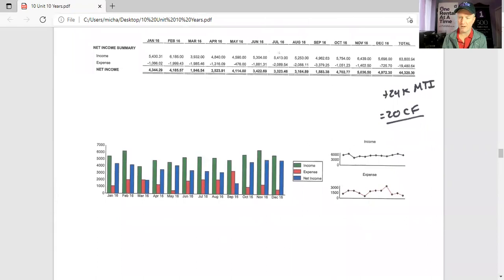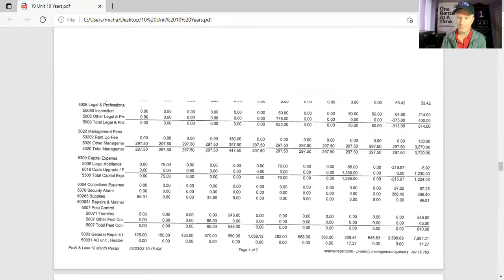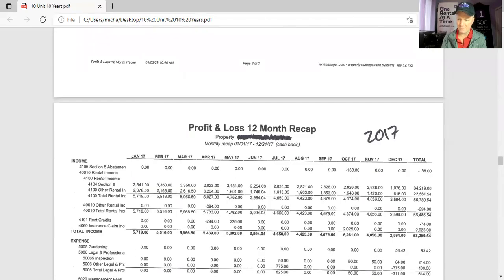Again, cash flow is okay, almost $2,000 a month. 2017 now. Oh, rents went down. Why did rents go down? I don't know why rents went down. Let's see.